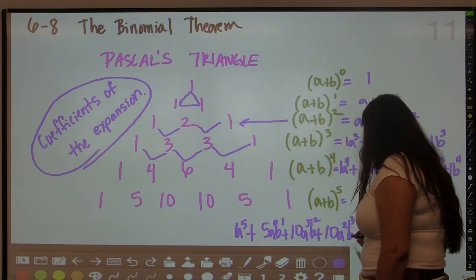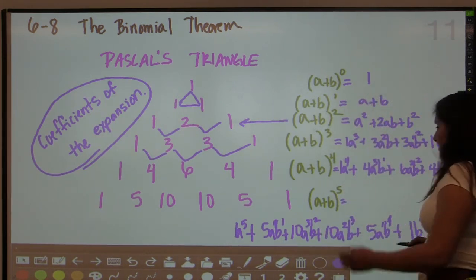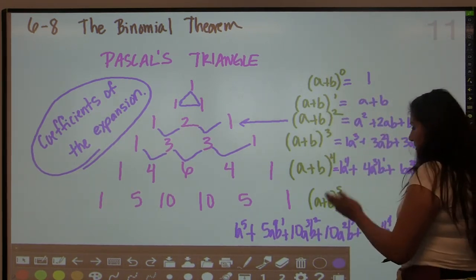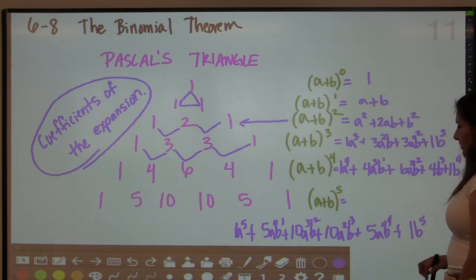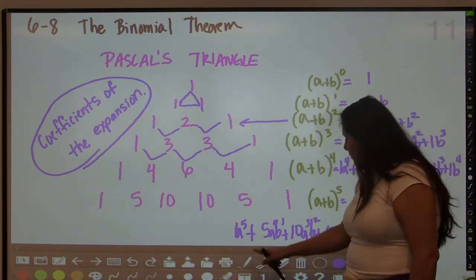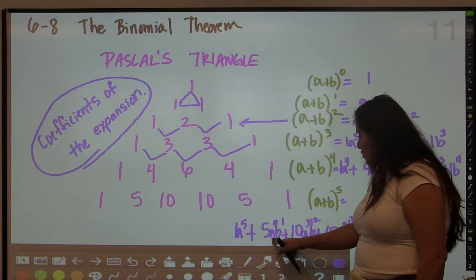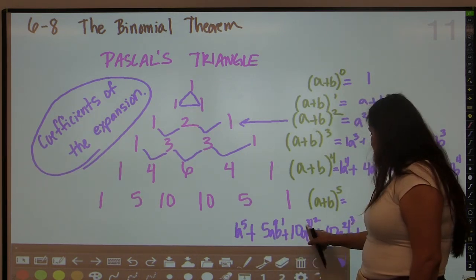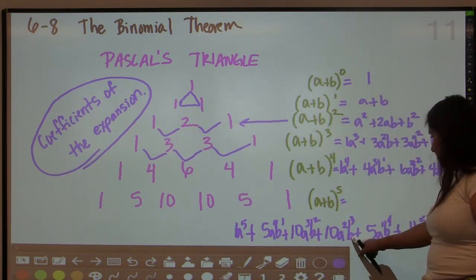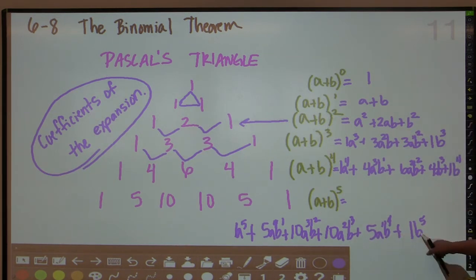The only thing that would change if you have a minus is that the signs would alternate. You have positive, negative, positive, negative, positive, negative. But you can see here, a to the 5th, 5a to the 4th b, 10a cubed b squared, 10a squared b cubed, 5ab to the 4th plus b to the 5th.